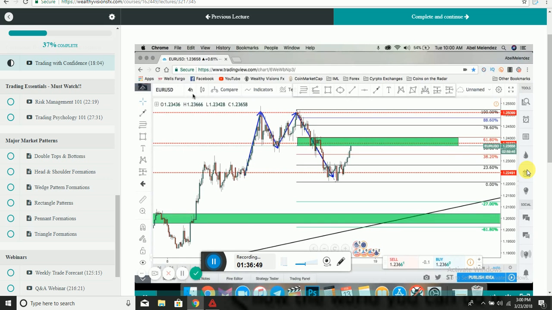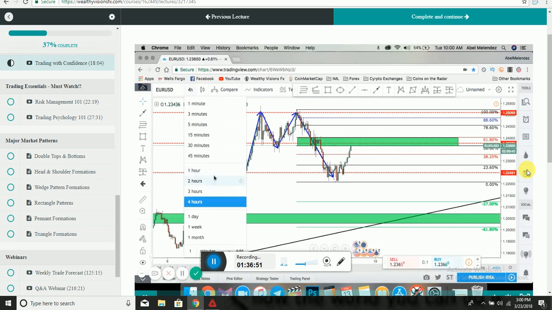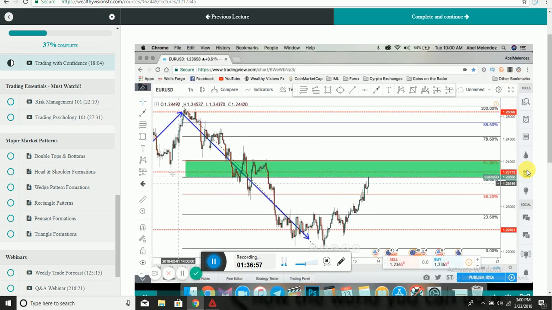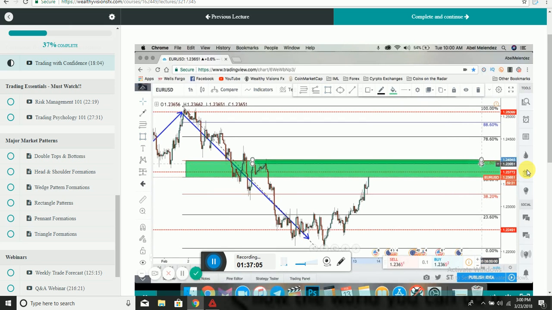But for me to go for my entry, now that I have this marked up, I go to an even lower time frame. On the lower time frame, it tells us a lot. On a lower time frame, you can find much more confluence. We have this zone right here. This is the minor supply zone.